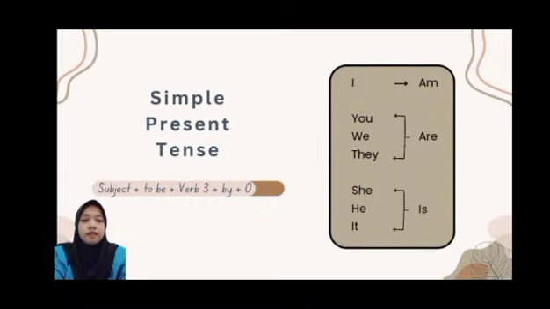Hello, I am Fitria and this is simple present tense. The formula of simple present tense is subject plus to be plus verb 3 plus by plus O. And the to be, like you can see: I am, you, we, they are, she, he, it is.